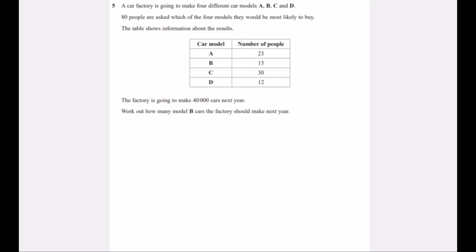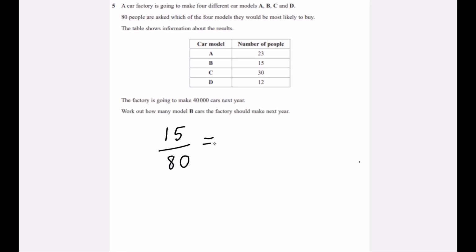A car factory is going to make 4 different car models, A, B, C, and D. 80 people are asked which of the 4 models they would be most likely to buy. The table shows information about the results. And they're going to make 40,000 cars. How many Model B cars should they make? So 15 people out of 80 like Model B.